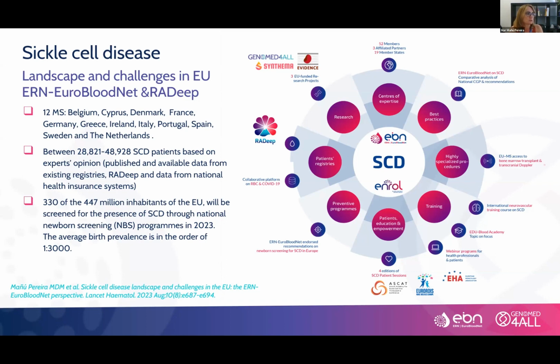So what we understood, after several analyses of the available data sets, is that the best figure that we can provide today in Europe is that probably we have something between 28,000 and almost 50,000 patients affected with sickle cell disease in these 12 countries. As you can see, we don't have very accurate numbers. And why? Because we don't have registries of patients. So we are working on this, but this is the best that we can have now as an idea of the population in Europe.